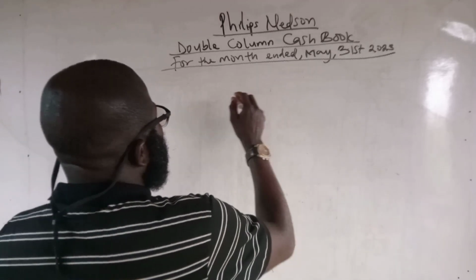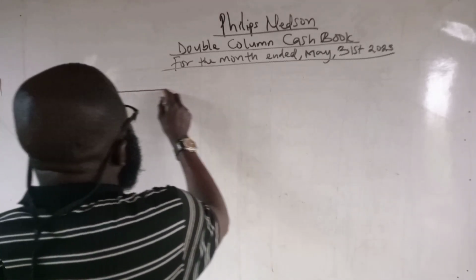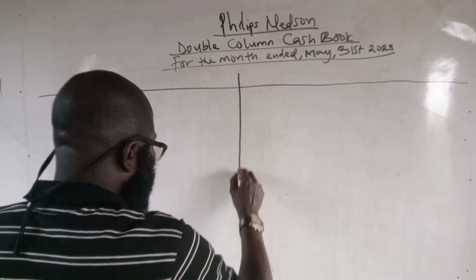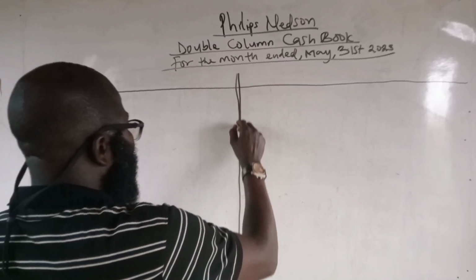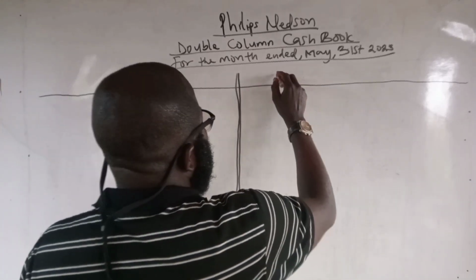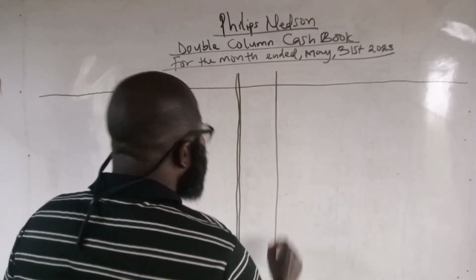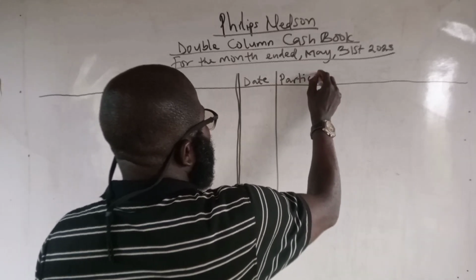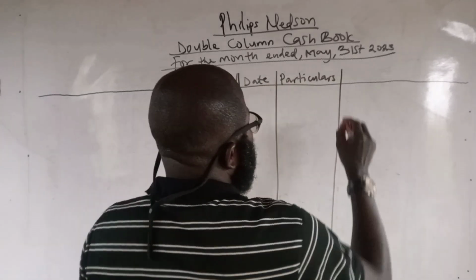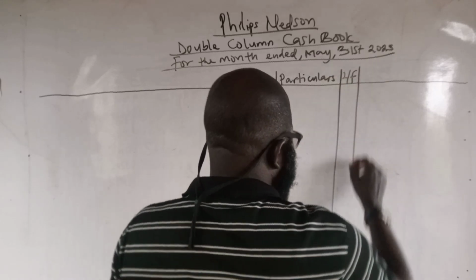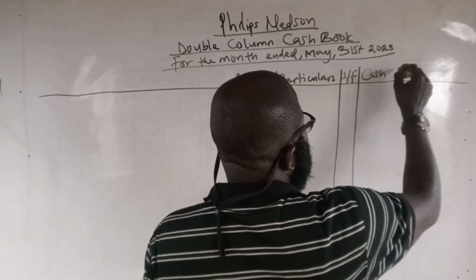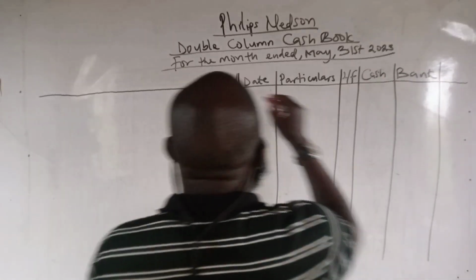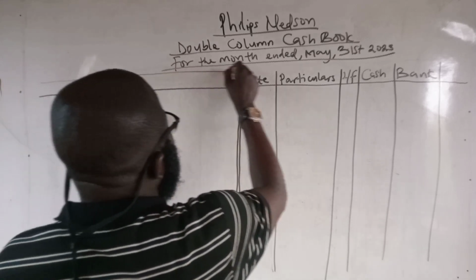Now we are going to prepare our account. Let's do it this way. Then divide this into two. Then here we make this the date. Then this will be for particulars. Then this will be for ledger folio. Then we have cash, then bank. These are the columns.